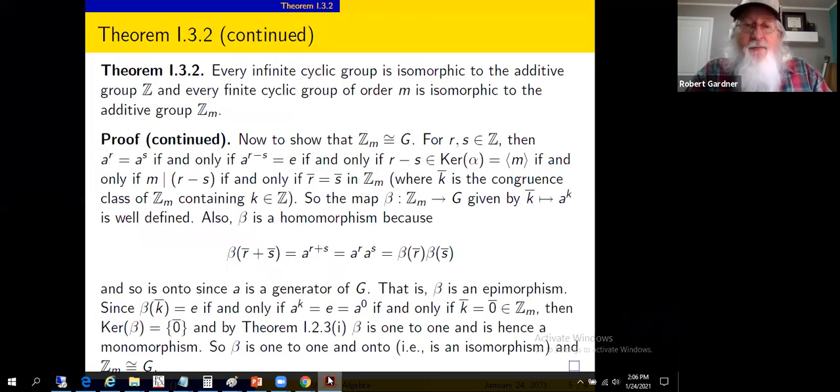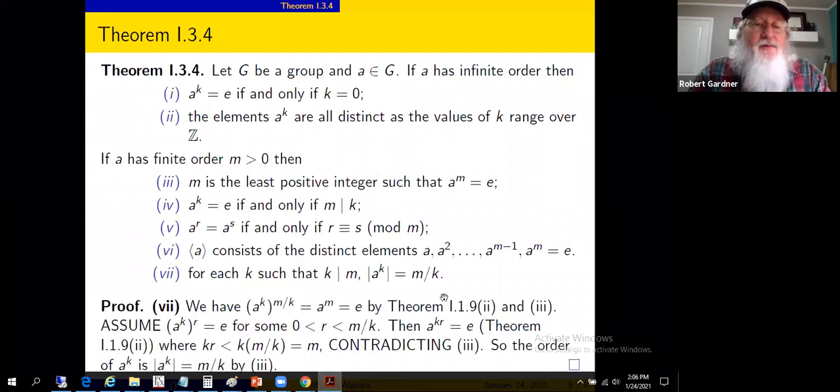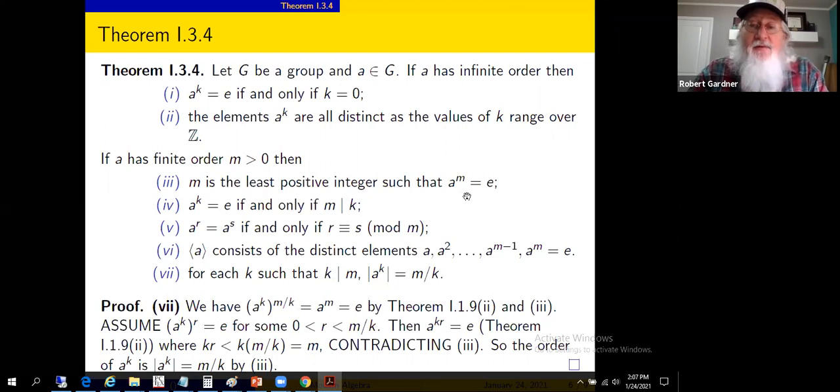So let's look at a proof of part 7. First, we have A to the K to the M divided by K. Remember, we got into this mess saying K does in fact divide M. So M divided by K itself is an integer. Properties of multiplication of powers. Theorem 1.1.9 dealt with this. It says multiply exponents. The K's cancel. We get A to the M. And you know A to the M equals the identity, part 3.